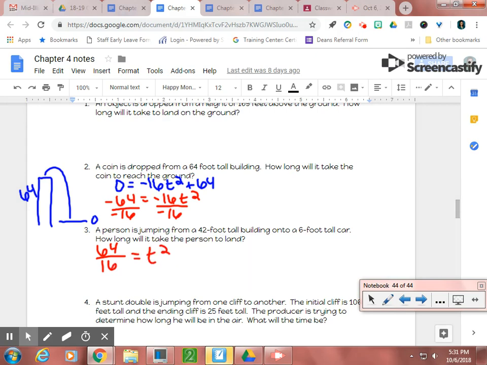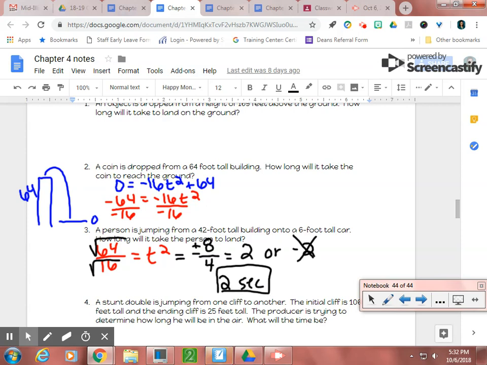So I know to get t squared by itself, I need to take the square root of both of these. When I take the square root of both of those, it's going to give me plus or minus 8 over 4. Well, when you get plus or minus 8 over 4, you're either going to get 2 or negative 2. And obviously you can't have negative time, so you would have 2 seconds for that to drop.